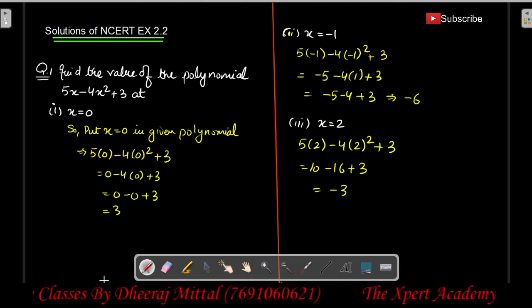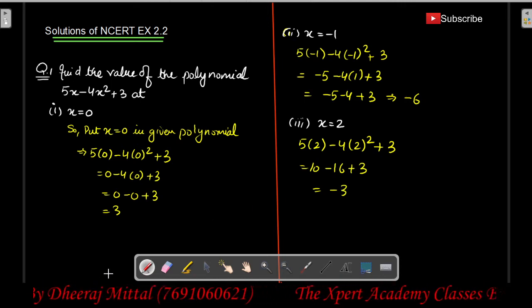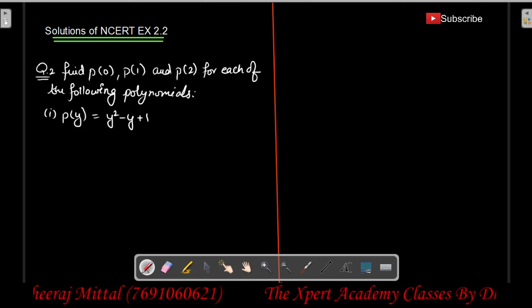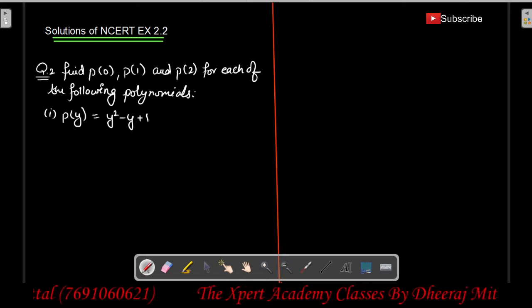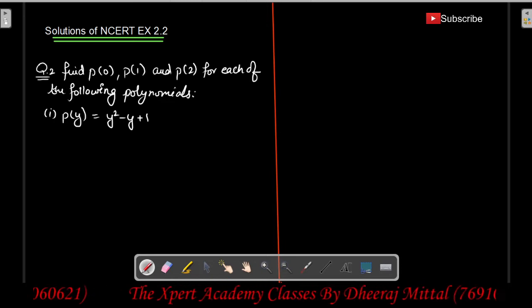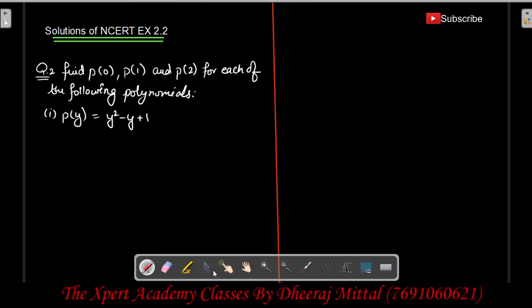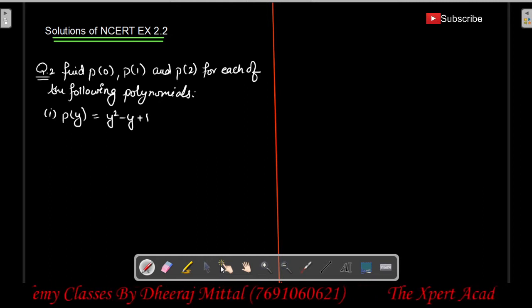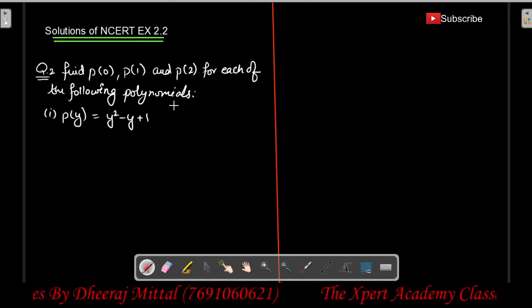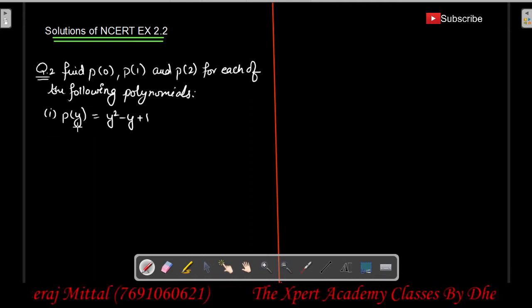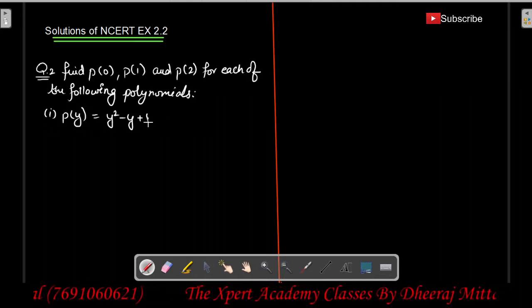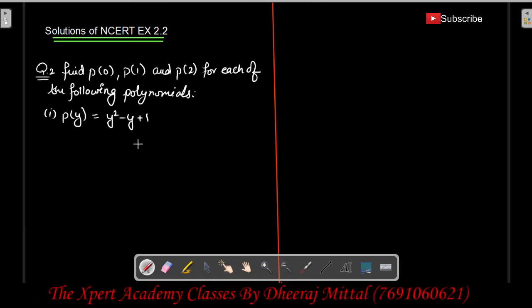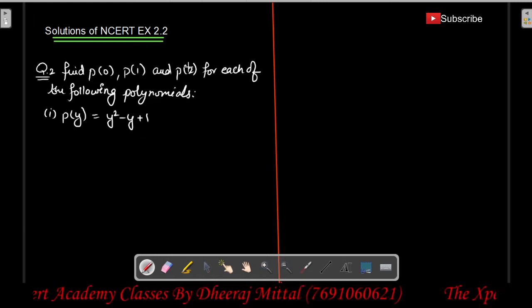So now question number two. Question number two is, find P0, P1 and P2 for each of the following polynomials. The first part is P(y) is equal to y square minus y plus 1. So we have to find what the value of this polynomial is when y is 0, when y is 1 and y is 2.